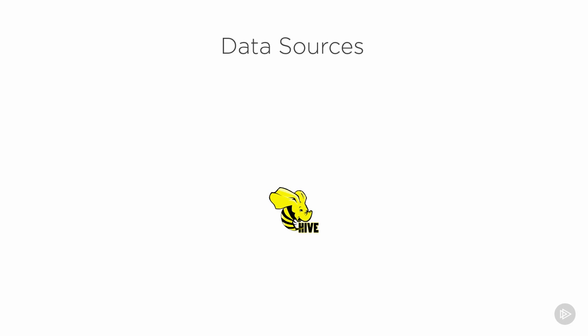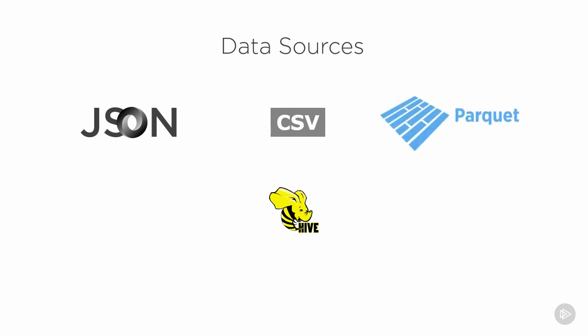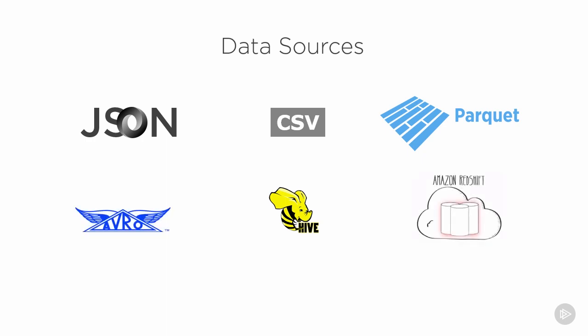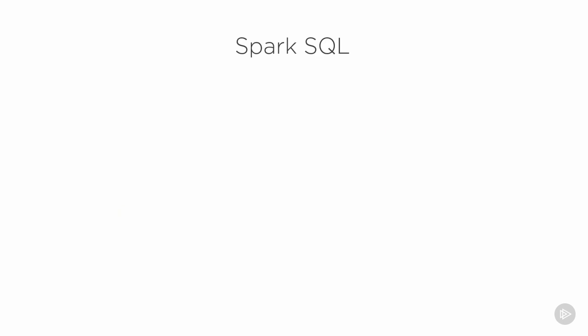And there are other natively supported data sources outside of Hive, such as JSON, CSV, and Parquet. But if not native, it's fairly simple to pull in an external library via Spark packages and gain support for Avro, Redshift, and a number of other data sources. In fact, Spark SQL is generally suggested as the starting point for most applications.